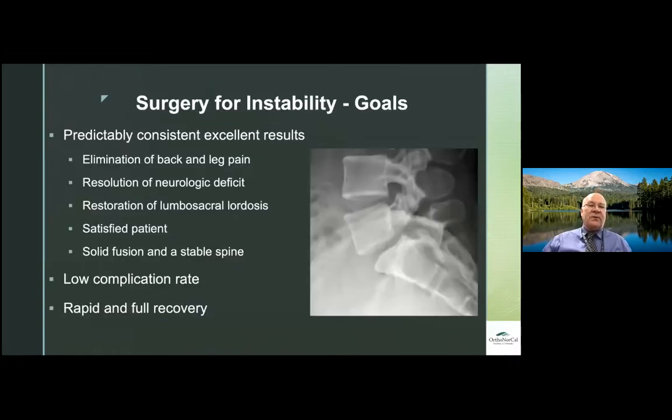So what are the goals for surgery for instability? You want to eliminate the back and leg pain. You want resolution of any numbness, weakness, or tingling. You want to restore the normal backwards curve of the spine in the low back. You want a happy patient, and you want the fusion that you're doing, this welding of the unstable segment, to become solid and stable over time and durable.